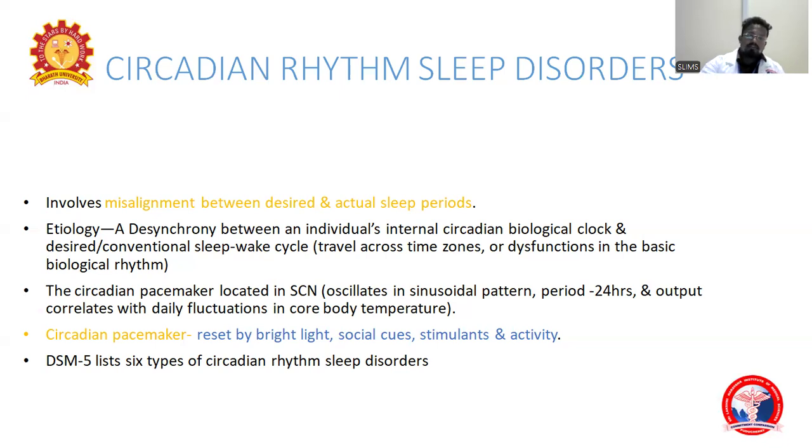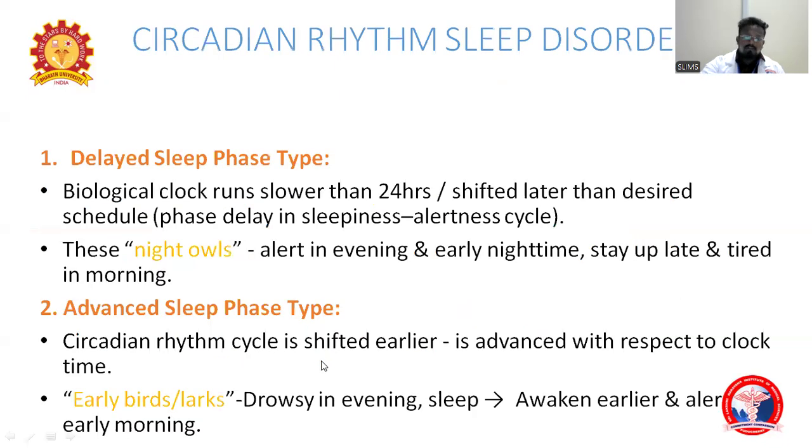So DSM lists 6 types of circadian rhythm sleep disorders. One is delayed sleep phase type, where the biological clock runs slower than 24 hours and is shifted later than the desired schedule. There are phase delays in the sleepiness-alertness cycle. These are night owls, alert in the evening and early night time, staying up late and tired in the morning.